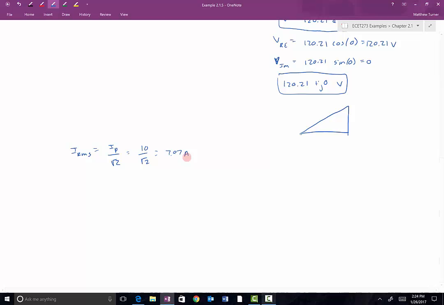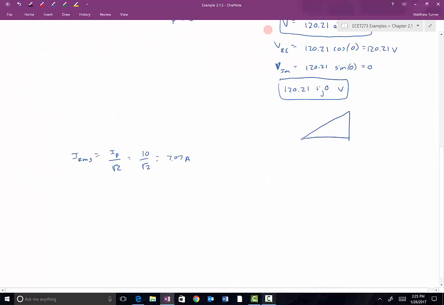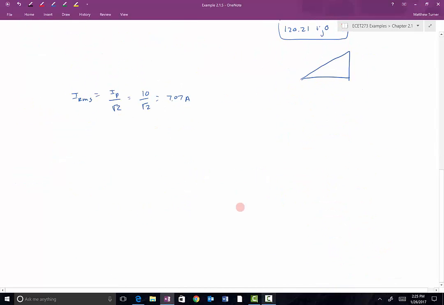So we need to be a little bit careful. We see that this thing was specified as sine, not as cosine, so we need to convert from sine to cosine there. So I'll do that step next. I know that the sine of 1000t plus 20 degrees, I believe was what the problem statement said.